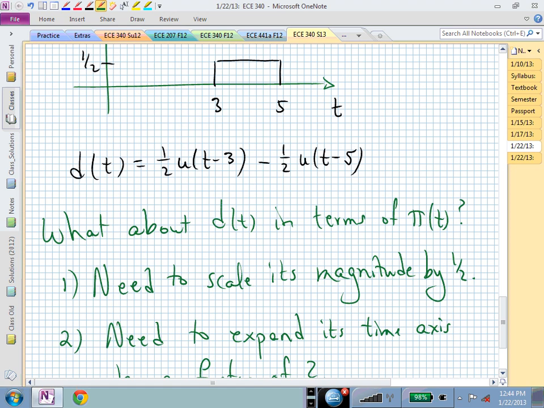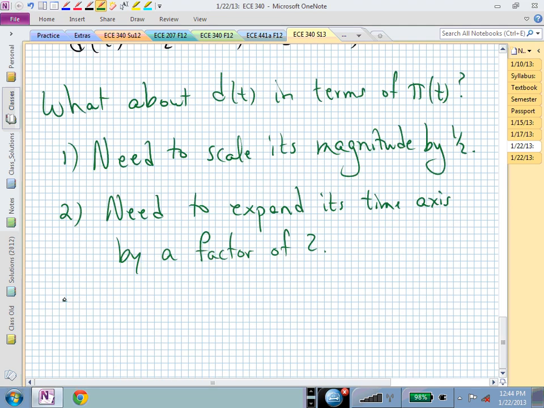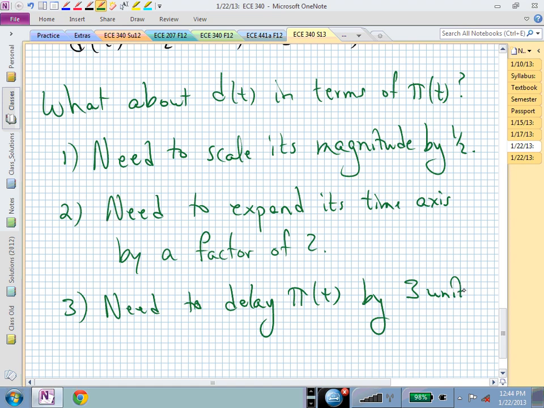So that's not what we want for d of t. We want to then shift it 3 units, and that's then our last modification. We need to then delay it three units of time.